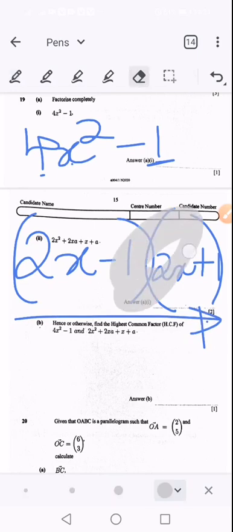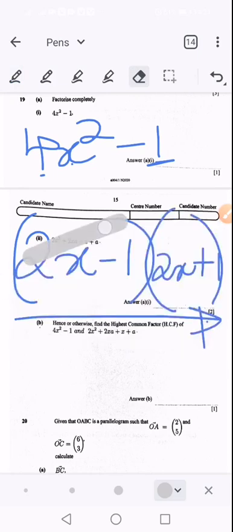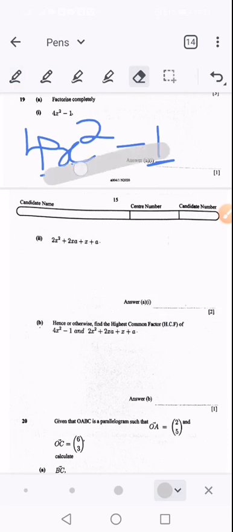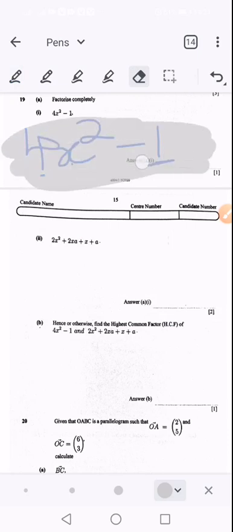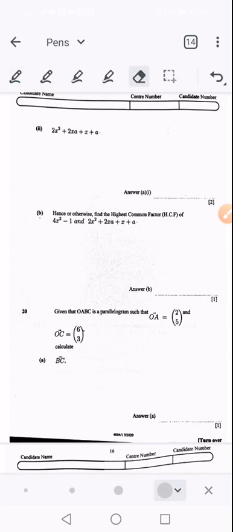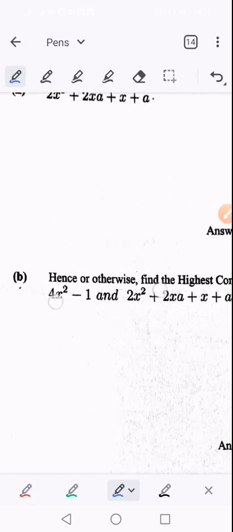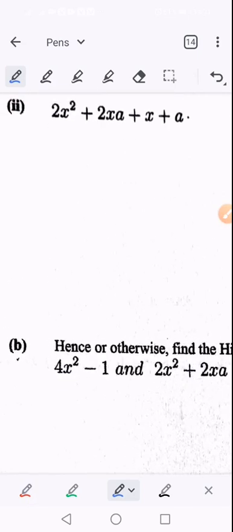The next question is still on factorization. When you see four terms, you use factorization by grouping. You use factorization by grouping, so I'm going to do that.